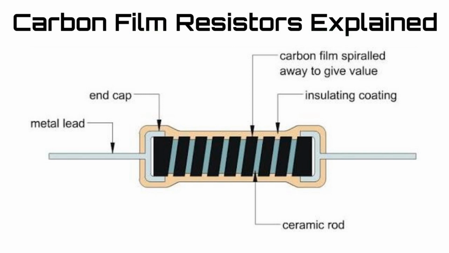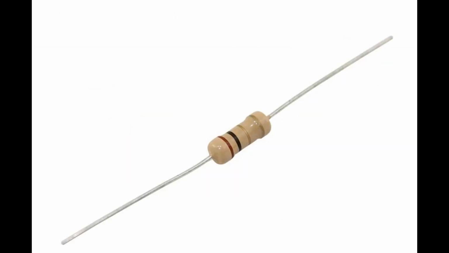Example: let's say you have a resistor with a nominal resistance value of 1000 ohms, 1 kiloohm, and a 5% tolerance. This means that the actual resistance of the resistor can vary by up to 5% from the nominal value. Therefore, the actual resistance of the resistor could be between 950 ohms and 1050 ohms and still be within the specified tolerance range.